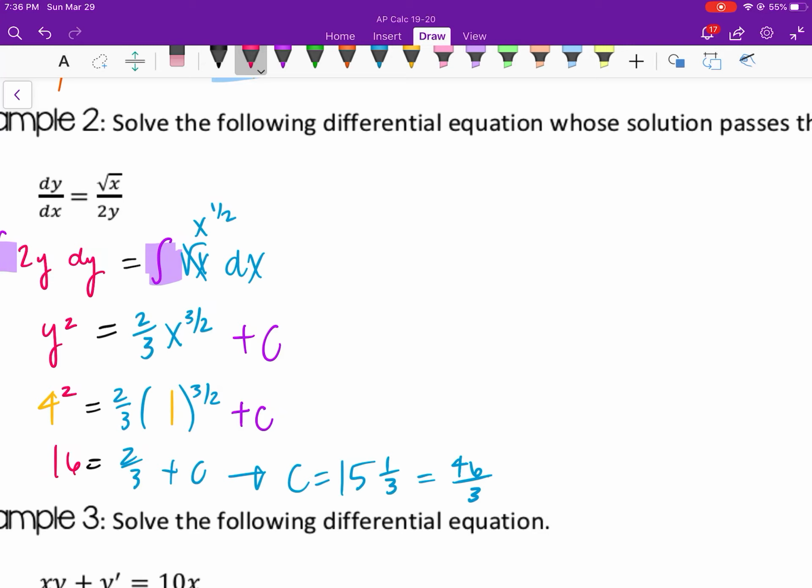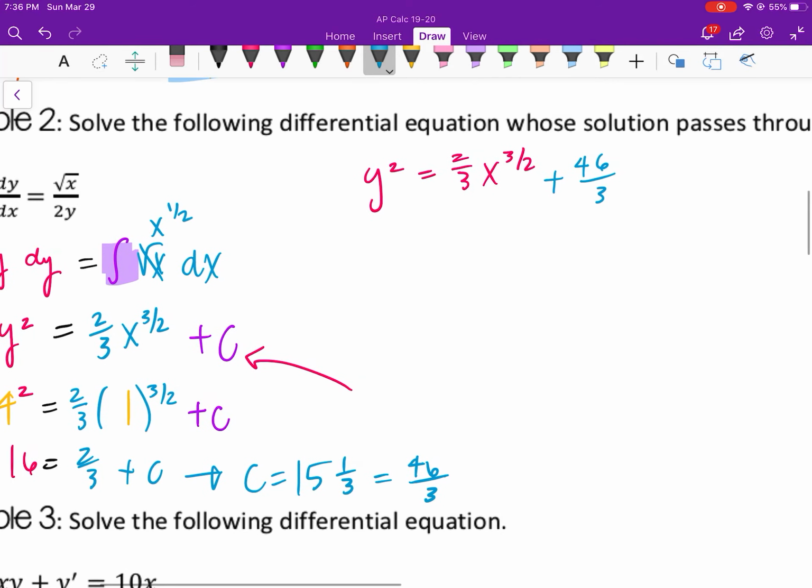So we'll plug that back in right here. So y squared equals 2/3 x to the 3/2 plus 46 thirds. And now we'll take the positive and negative square root of both sides. So we have y equals plus or minus the square root of 2/3 x to the 3/2 plus 46 thirds.